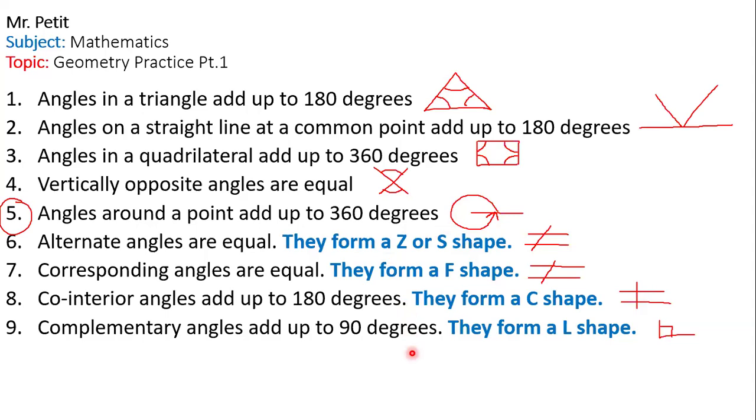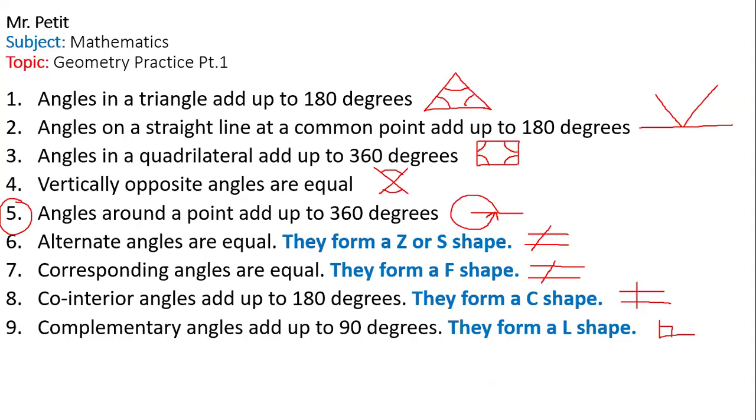Sashini, can you read 1 through 5, the geometry rules? Yes, sir. Number 1, angles in a triangle add up to 180 degrees. Angles on a straight line at a common point add up to 180 degrees. Angles in a quadrilateral add up to 360 degrees. Vertically opposite angles are equal. Angles around a point add up to 360 degrees.